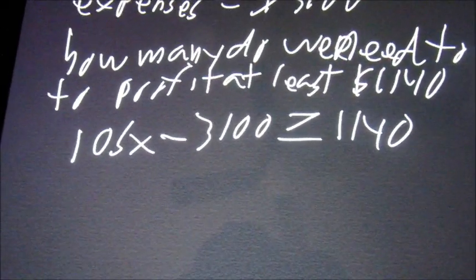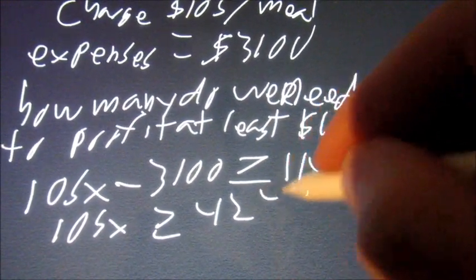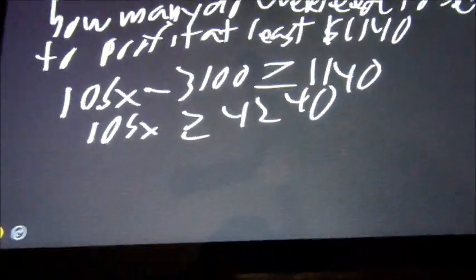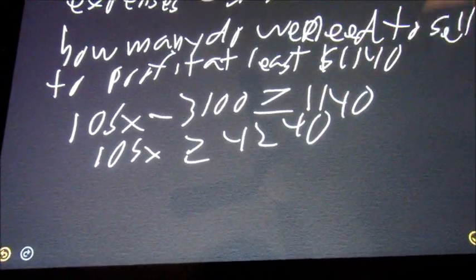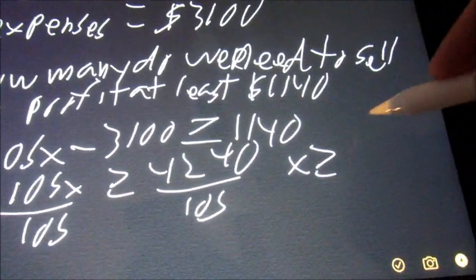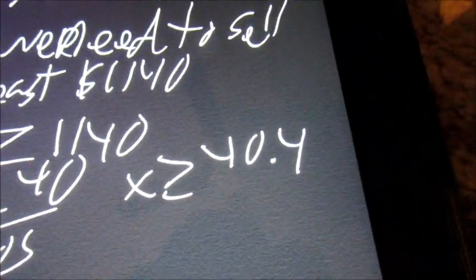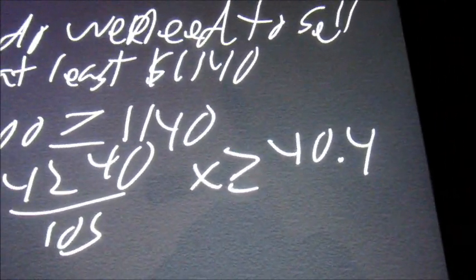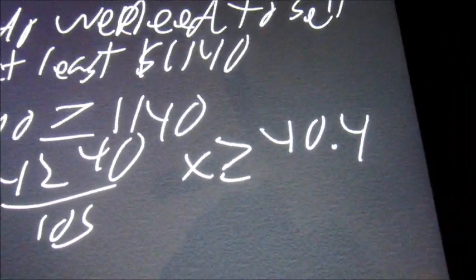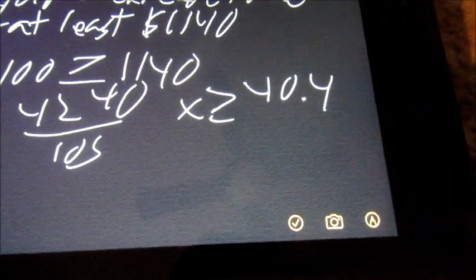So I'm going to add the $3,100 to both sides. And I'm going to have 105x is greater than or equal to 4240. Divide both sides by 105. So x has to be greater than or equal to 40.4 meals. Now here's one that I talked about in a previous section on inequalities. We can't have just 0.4 meals. We have to have a full amount.